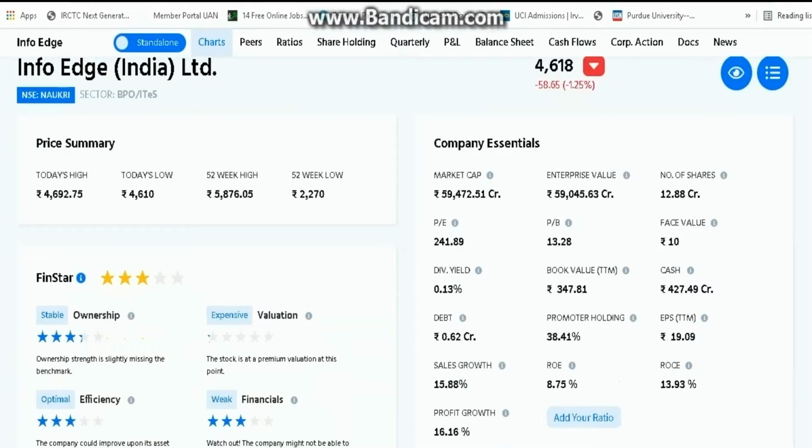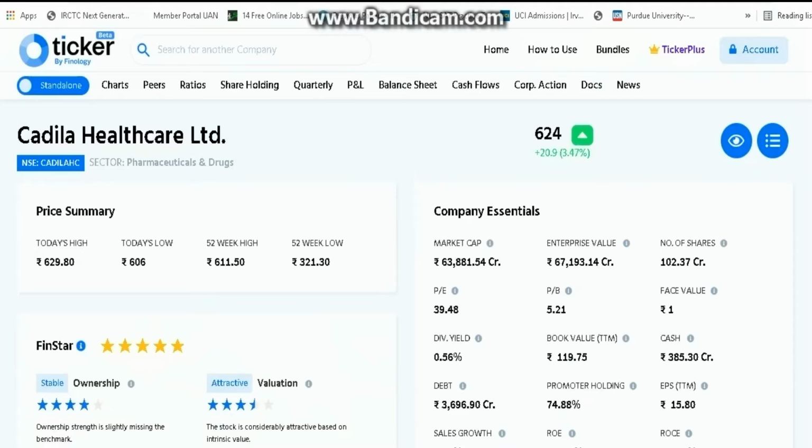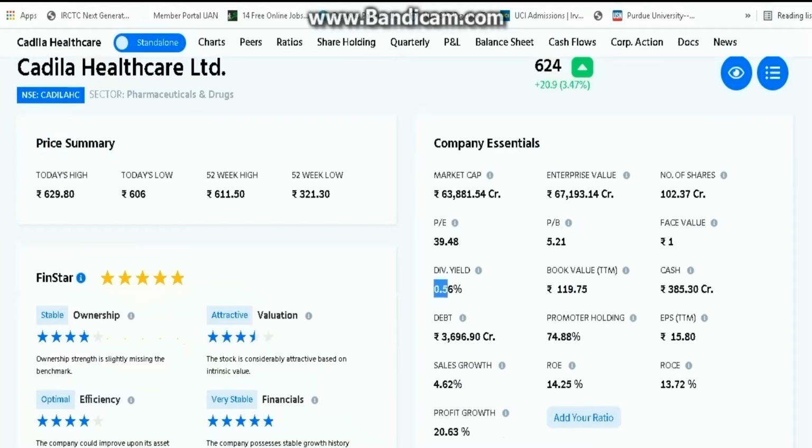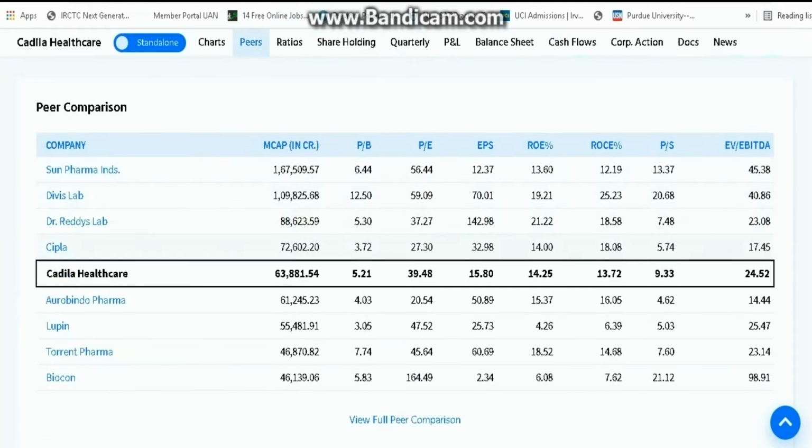Let us see one more company, Cadila Healthcare Limited. This company deals in pharmaceuticals and drugs. Here you can see Cadila is also distributing 0.56 percent of dividend yield, and you already know the reason. Let us go to the peers section. Here you can see Cipla is a good competitor, Dr. Reddy's Lab is a good competitor, Divi's Lab, Sun Pharma Industries is one of the biggest competitors, and Aurobindo Pharma, Lupin and Torrent Pharma. All these companies are competing with Cadila Healthcare.